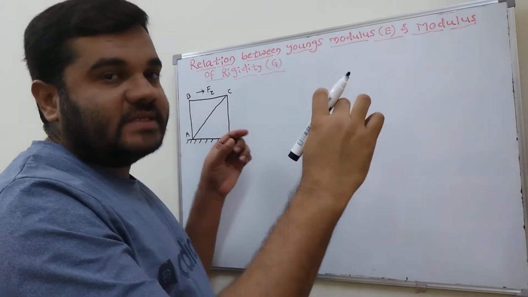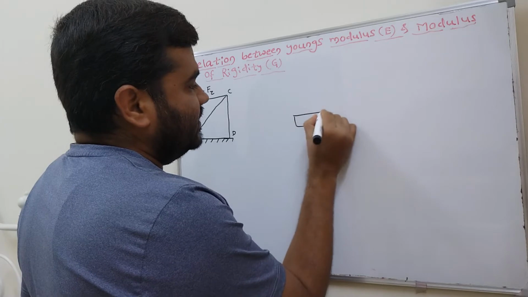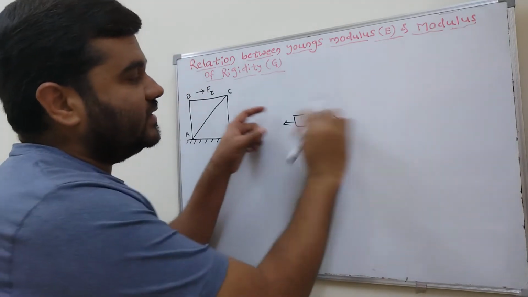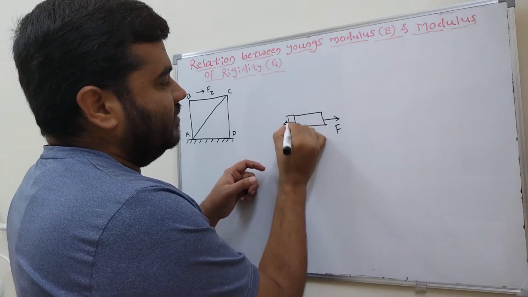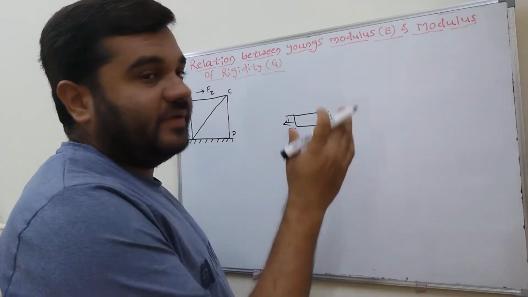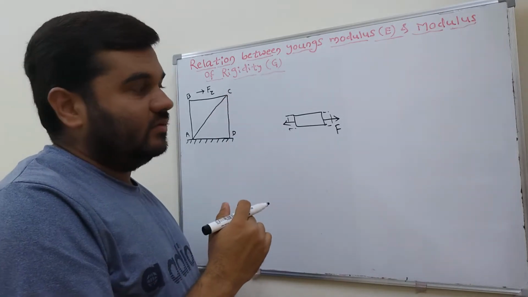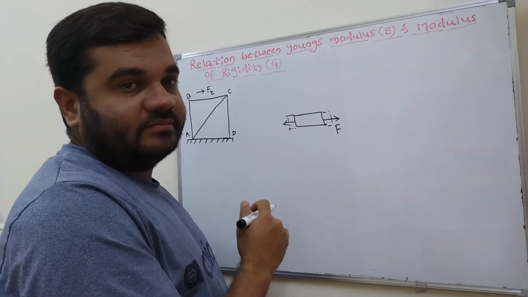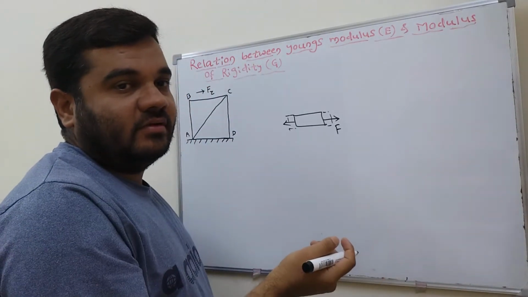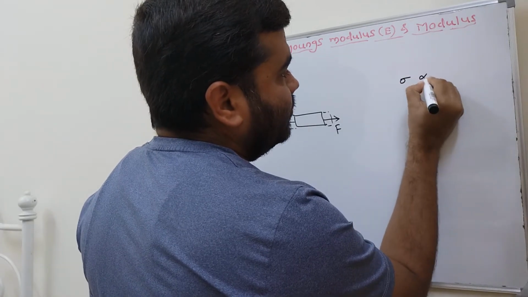That is, if the body is subjected to any tensile or compression load. Suppose, for example, if a body is subjected to an axial tensile load F, obviously it will undergo certain deformation. The variation of loads while applying the load will cause variation of stresses here. Within the elastic limit, the stress is directly proportional to strain. That we know already, the basic formula.